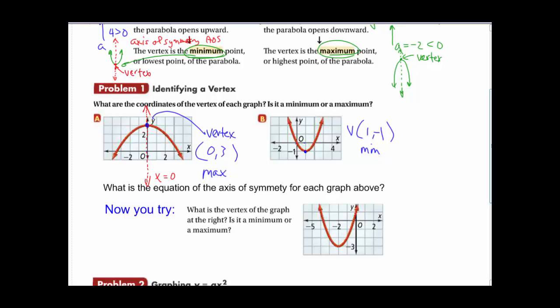On B, we know the axis of symmetry runs through this vertex point. We know it goes through, looks like, 1, and the vertex lies on (1, -1). So x equals the x-coordinate, which is x equals 1.